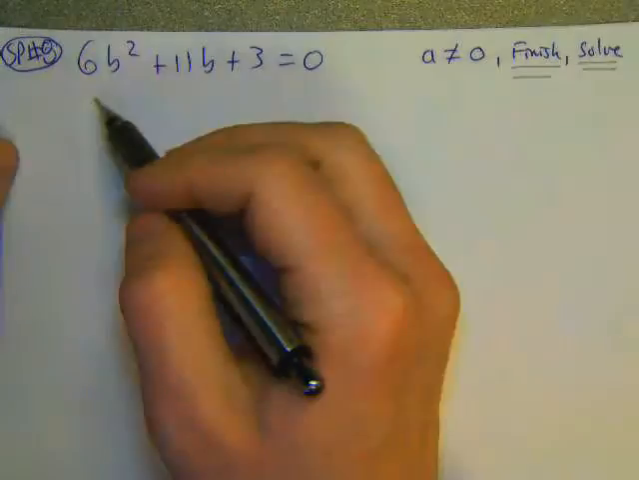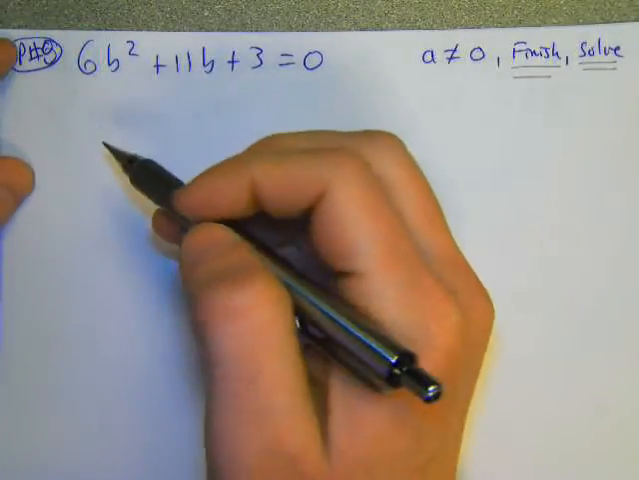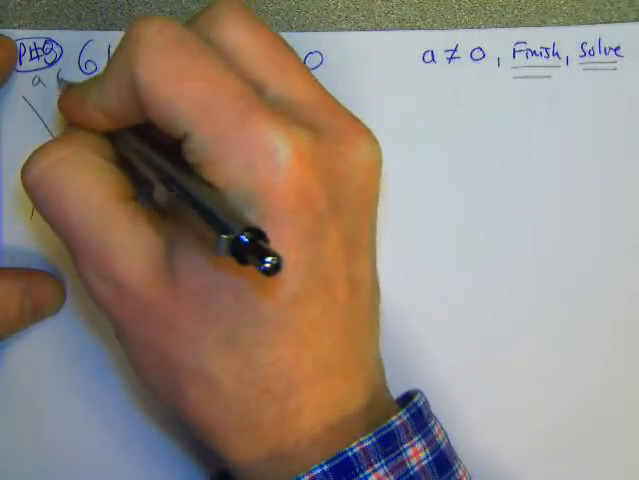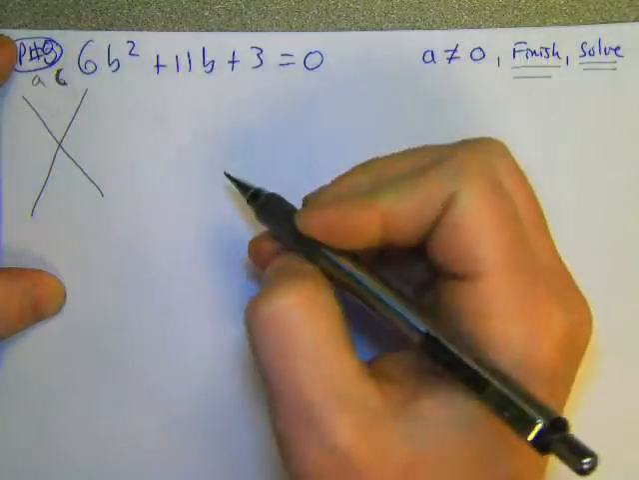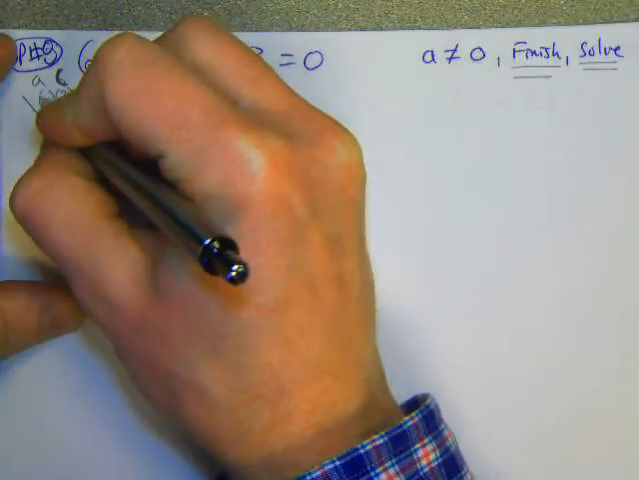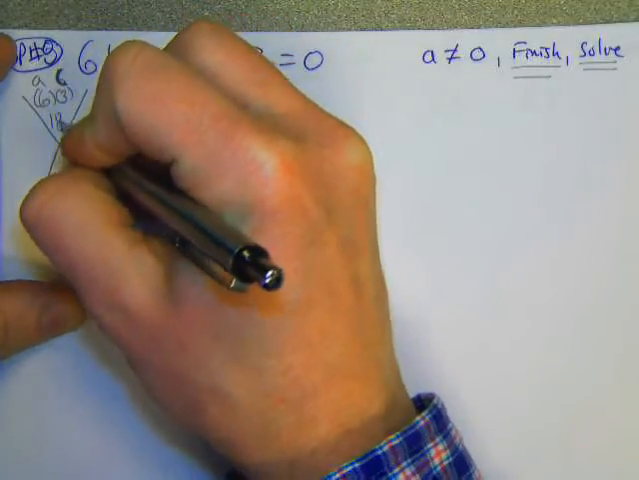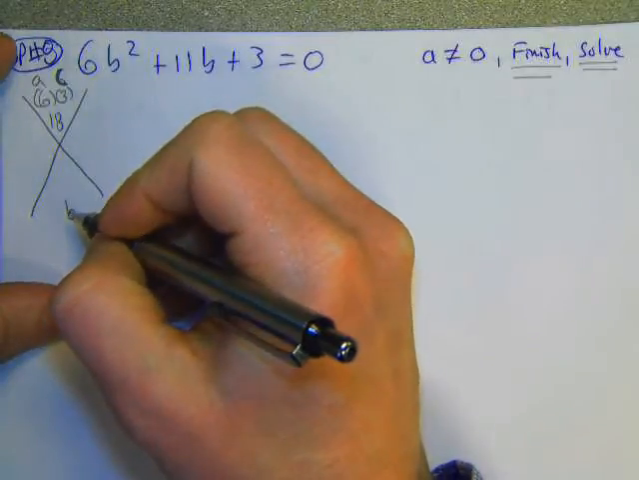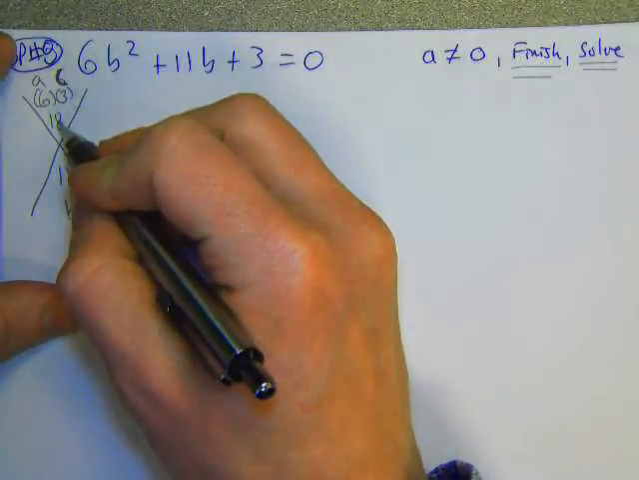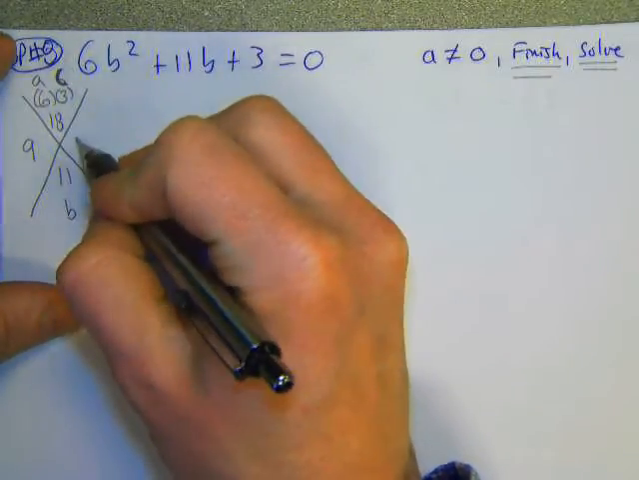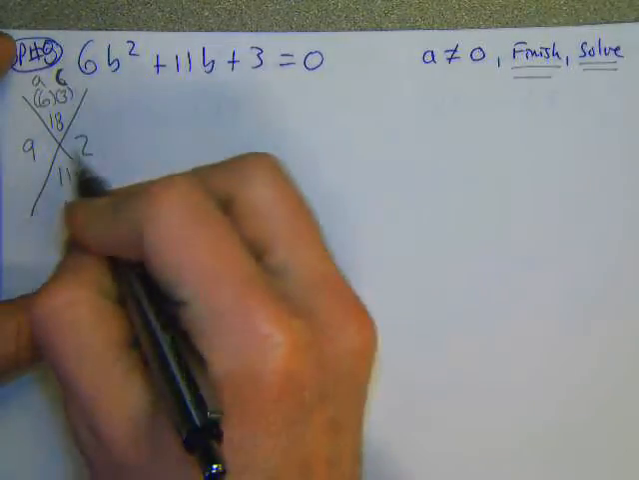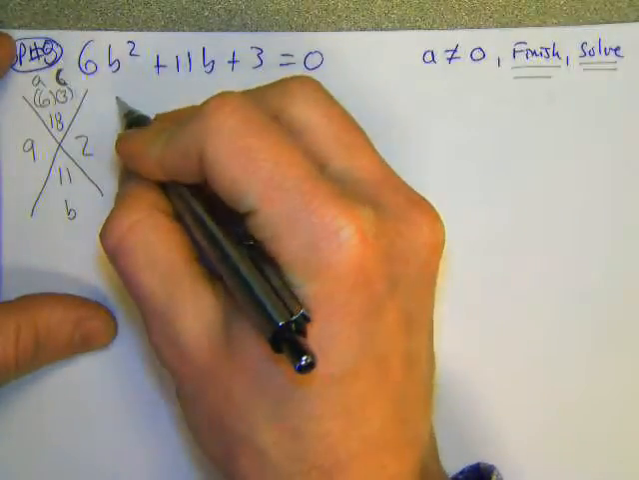Whenever I have A not equal to 1, I'm going to use a diamond. My diamond is A times C, and in this case it is 6 times 3, which is 18. B is always in the bottom, regardless of what A looks like. So that's 11. Factors of 18 that give me 11: 9 and 2. I'm going to use these numbers to split that middle term.